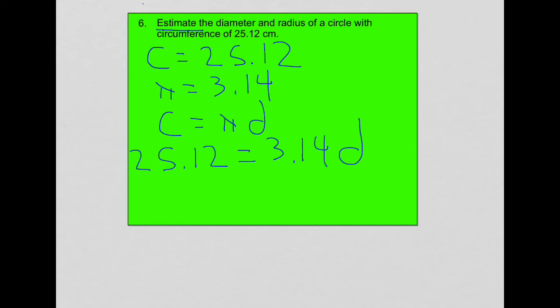So what I'm going to do is I'm going to round these numbers off. And if you remember this kind of math equation, I can solve this math equation by dividing both sides of the equal sign by the same thing. So I want to think of a number that 25.12 could be rounded to that would easily be divisible by something that's close to 3. So what if I rounded 25.12 to 24, and I rounded pi off to 3, and I would have a multiplication equation, 24 equals 3d.